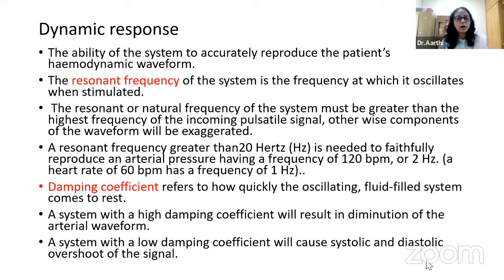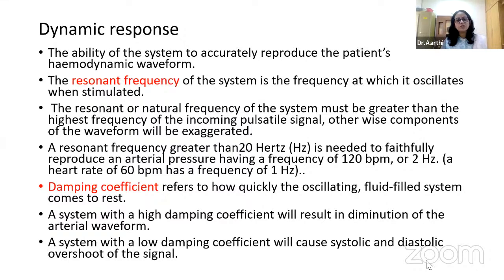We need to know certain specific parameters with respect to arterial blood pressure monitoring. Those are a few definitions which we need to understand before going into the assessment. So dynamic response is the important ability of the arterial system to accurately reproduce a patient's hemodynamic waveform. That depends upon two things: one is the resonant frequency, another is the damping coefficient.